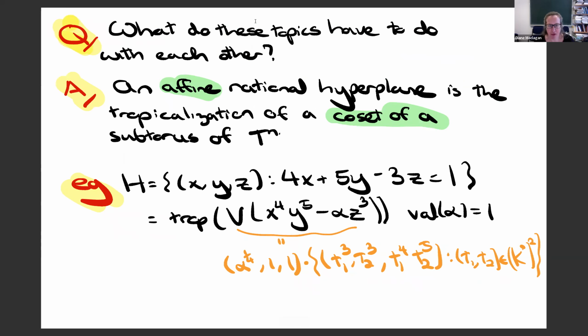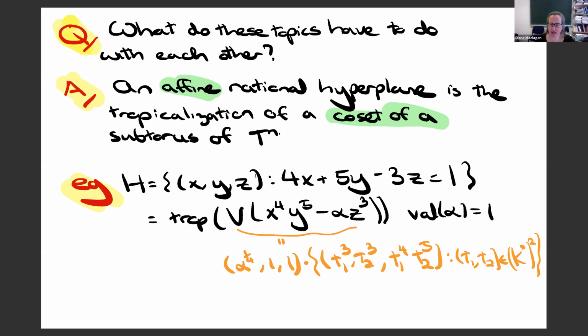Obvious question. I've hinted at the answer, but maybe it's still not quite clear. If you're not a tropical person, maybe this is the thing to take away from the talk: what do these topics have to do with each other? The answer is that an affine rational hyperplane is the tropicalization of a coset of a subtorus of my torus. Maybe this is easiest to explain in an example. If I have a hyperplane like 4x plus 5y minus 3z equals 1, that's the tropicalization of a variety x to the fourth times y to the fifth minus alpha z cubed, where alpha is anything with valuation 1.